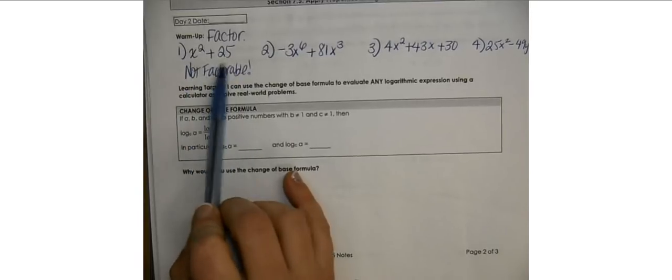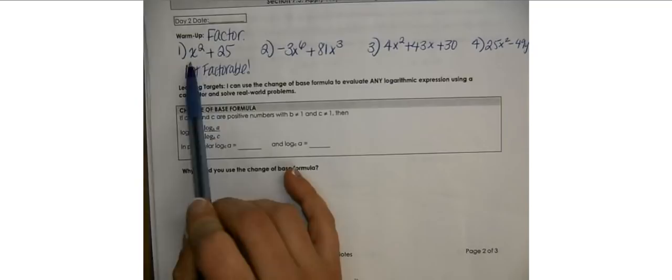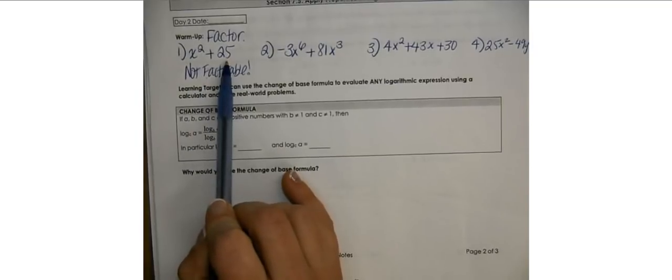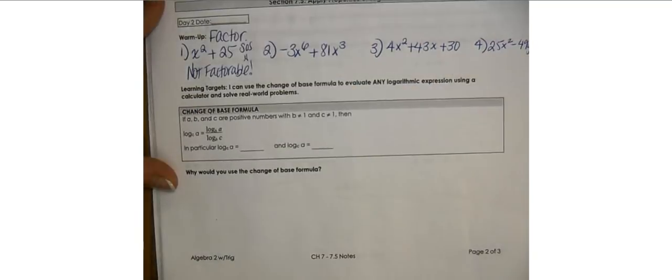You cannot break it apart into x plus 5 and x plus 5. The reason why is that if you were to multiply x plus 5 times x plus 5, you would end up with a center term. And in this case, this is an SOS, a sum of squares. And if it's an SOS, you cannot factor it.